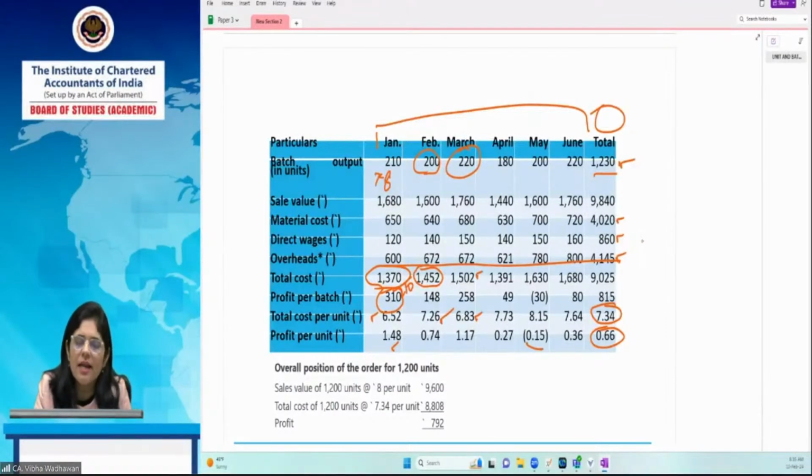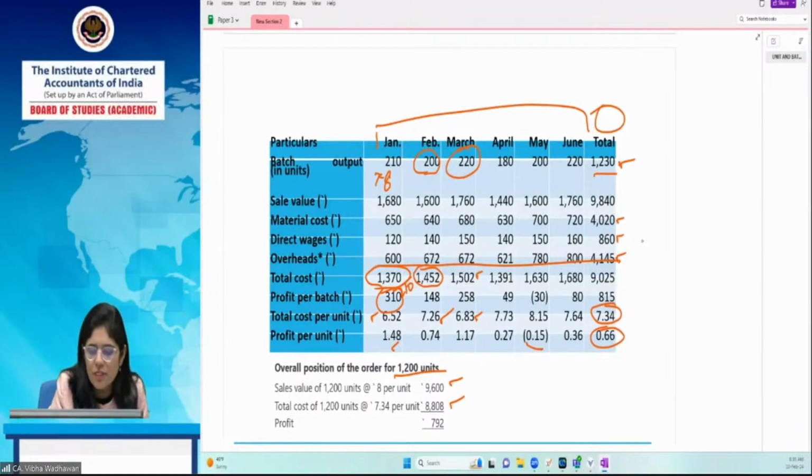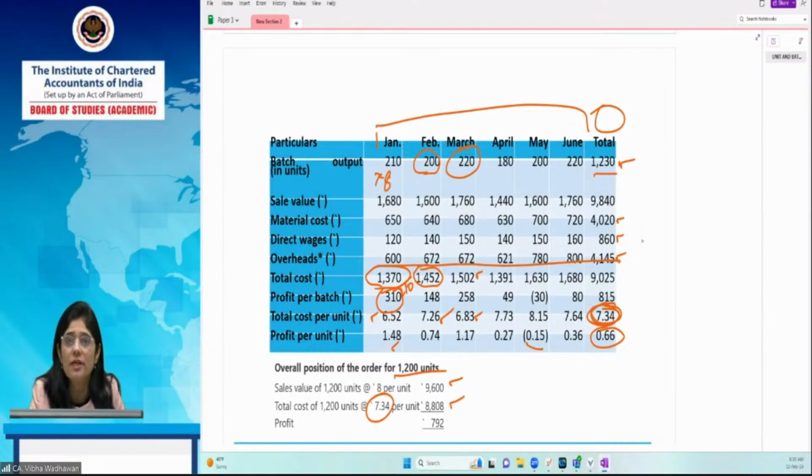Then they are asking us to calculate the overall position of the order for 1200 units, selling price 8, and then cost per unit 7.4. This we have already calculated. Cost per unit 7.34 is the average cost per unit. So this is the profit. Clear? So this is how we do it.